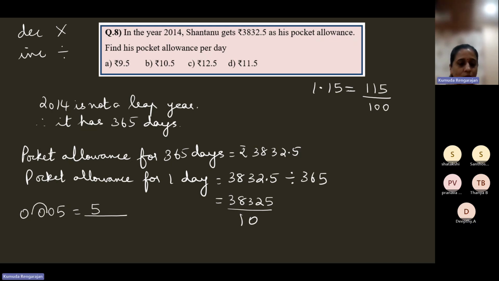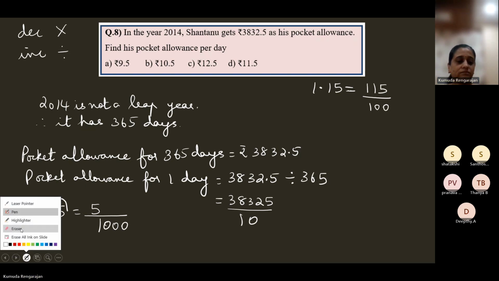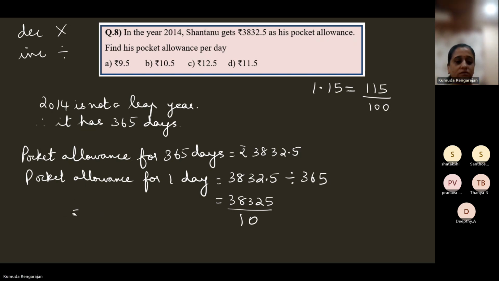1000. Yeah, 1, 2, 3. You shift the decimal point to the right by 3 places. So 3 zeros. 3 places or 3 zeros, but don't put only zeros. 1 followed by 3 zeros. So when you increase the value of the number, divide by 1 followed by 1, 2, 3, 4 zeros, depending upon how many decimal places you shift.